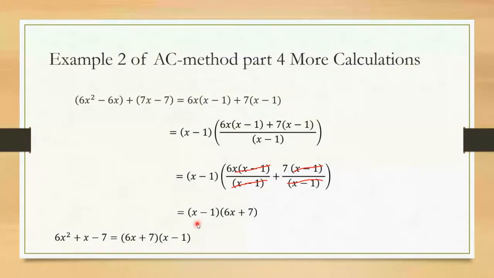So we're left with x minus 1 times 6x plus 7. So that's what we get here. And again, we get the same answer. So, I mean, it doesn't matter what order you write these in because you're multiplying. So, all right.